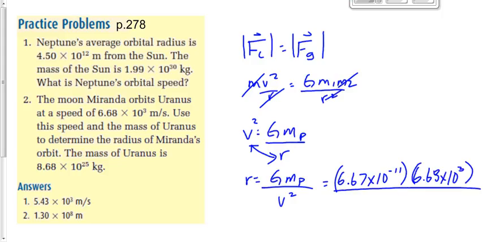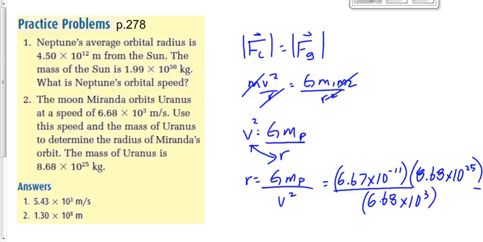divided by the speed. No, that's wrong. 8.68 times 10 to the 25, right? The mass of the producer, divided by the speed squared, which is 6.68 times 10 to the 3. So we want to make sure that we can square that, do everything on our calculator.